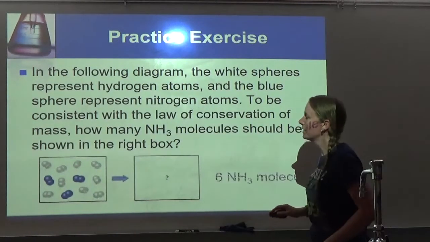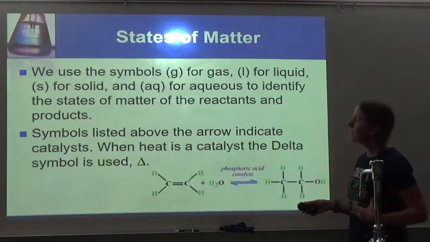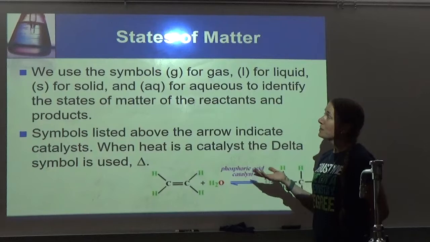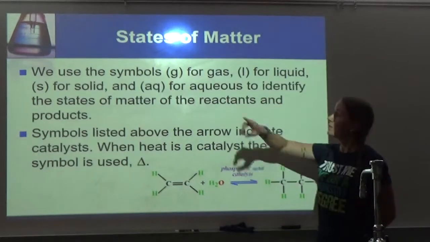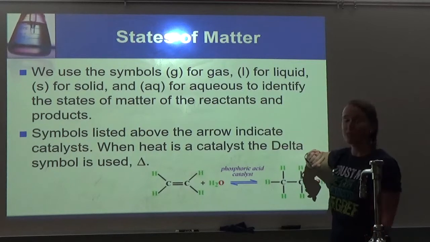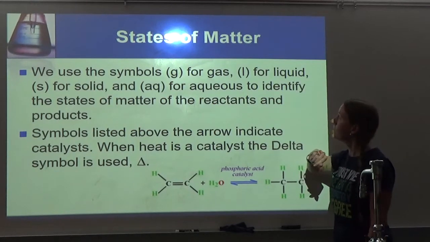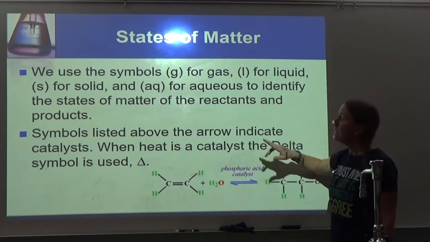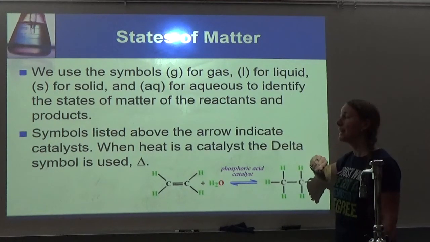All right, so 6 NH3 molecules. So when we're writing reactions, sometimes we like to tell the states of matter. So G is gas, L is liquid, S is solid, and AQ is aqueous. And remember, aqueous just means dissolved in water, and that identifies the states of matter of the reactants and the products. Symbols listed above the arrow indicate catalysts.